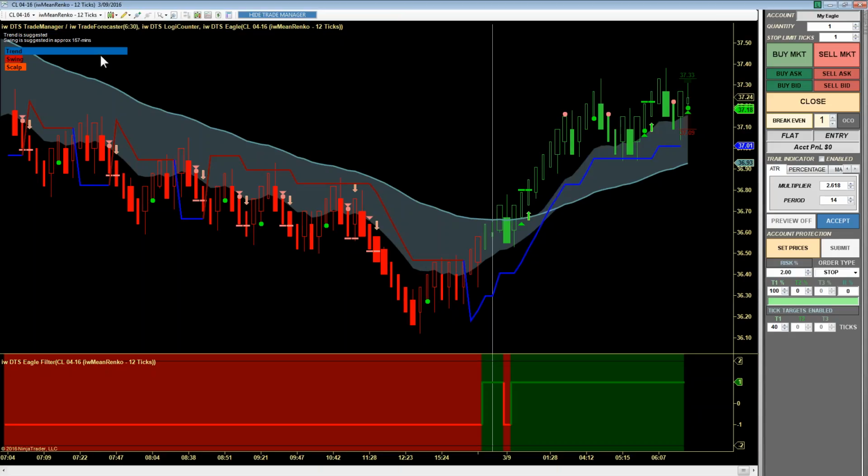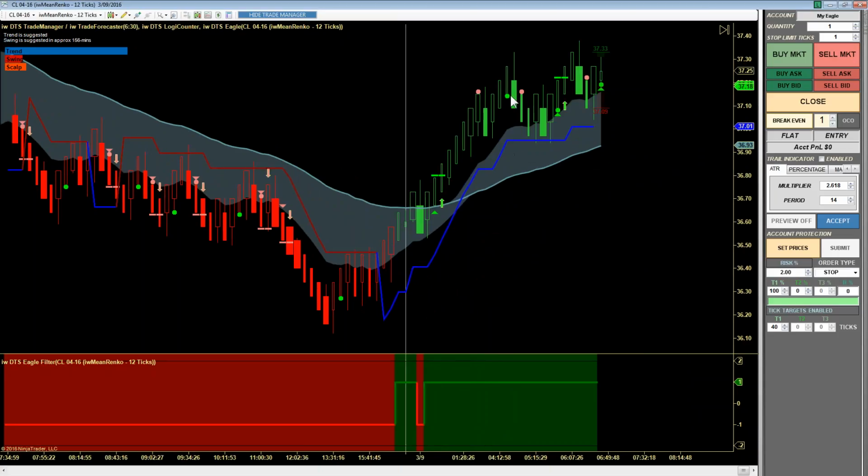Our trade forecaster, this is actually an add-on tool. You can pick up this trade forecaster and put it on any chart, not just a DTS chart. But according to the trade forecaster, we're supposed to be in trend mode here for another 156 minutes, so about 2.5 hours. Now, it's currently a little bit bullish. I suspect that we're going to see the market give us a little bit of a sideways range, however, before we get into that inventory report in about an hour's time.